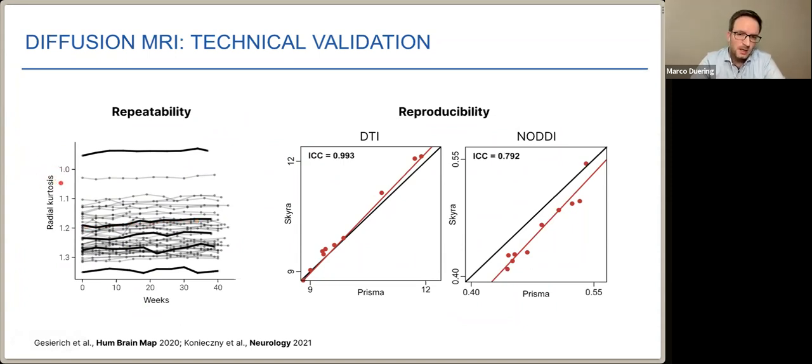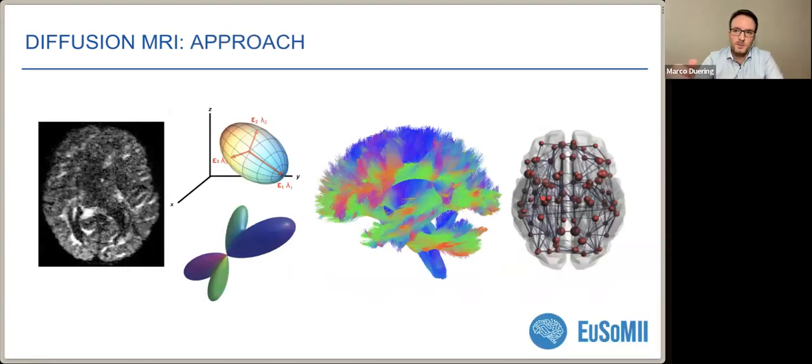This is now kurtosis. And we also did some reproducibility with some interesting findings. So here, for the tensor model between a Prisma scanner and a Skyra scanner, completely different gradient systems, which are actually crucial for diffusion imaging, you find almost a perfect agreement between these two scanners. But for the NODDI model, which is a higher order model, a more complex model, modeling intracellular compartment, extracellular, and free water, you can see a certain shift from the ideal. So the ideal would be the black line, and it's a little bit shifted. There's a certain bias. And that's an interesting observation, that the simple model has an almost perfect reproducibility, whereas the more complex model shows some deviations.